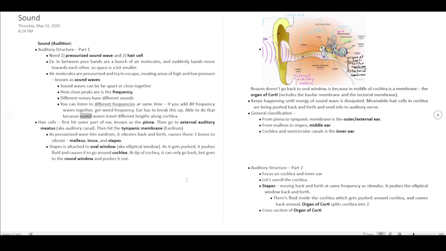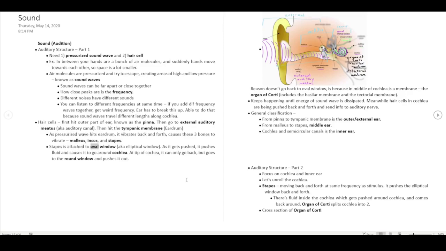It is able to do that because sound waves travel different lengths along the cochlea. Sound waves first hit the outer part of the ear, known as the pinna. Then they go to the external auditory meatus, aka the auditory canal. Then they hit the tympanic membrane, the eardrum. As the pressurized wave hits the eardrum, it vibrates back and forth, causing three bones to vibrate: the malleus, incus, and stapes.